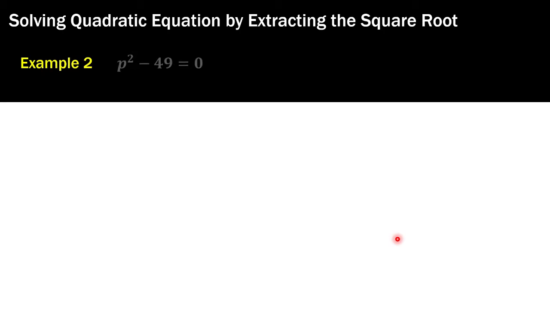Example 2. p squared minus 49 is equal to 0. To solve this, let us transpose negative 49 to the right side of the equation, making it positive 49. Getting the square root of both sides will give us p is equal to positive negative 7.